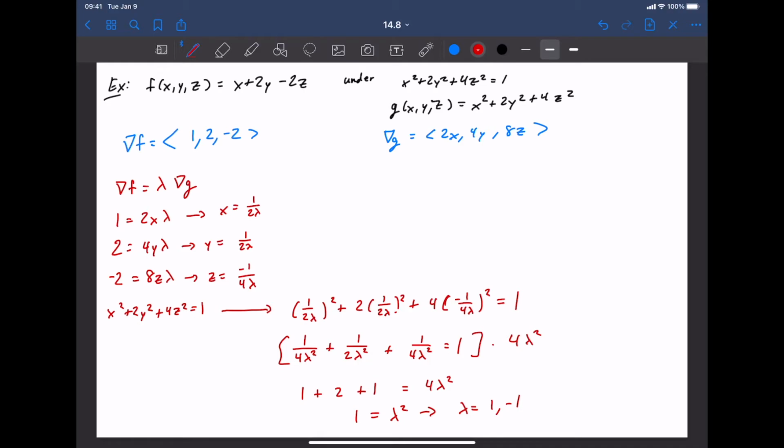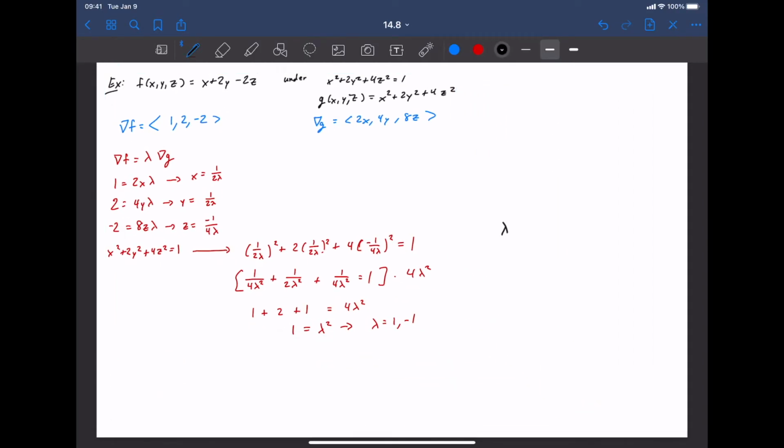So much more intense than the last problem. There are now 2 options for lambda. Does that make anything super more complicated? Not really. I'm just trying to get a nice lambda.